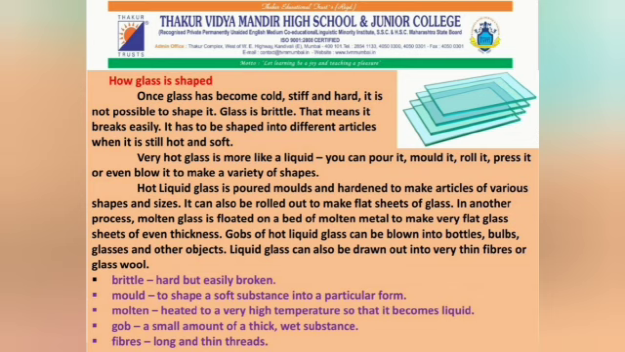Molds means containers used to give shape to molten or hot liquid material, and it is hardened to make different articles of various shapes and sizes. It can also be rolled out to make flat sheet of glass. It can be floated on a bed of molten metal to make very flat glass sheet of even thickness. Gobs means a lump of this molten glass can also be blown into bottles, bulbs, glasses and other objects, and it can also be drawn into very thin fibers.